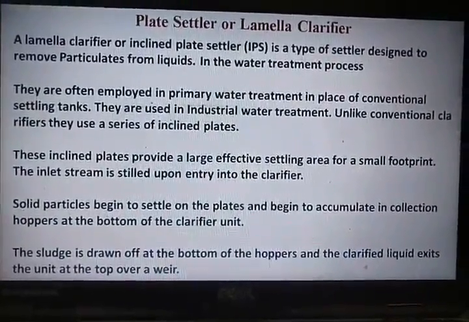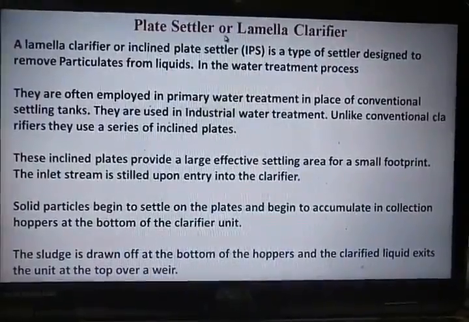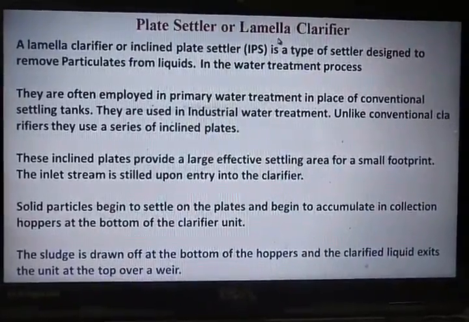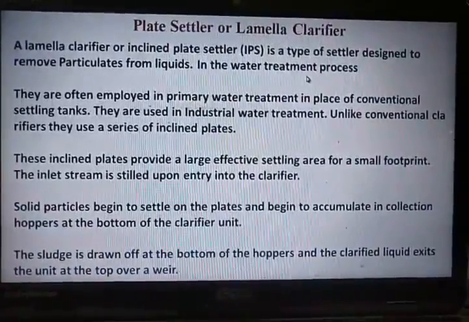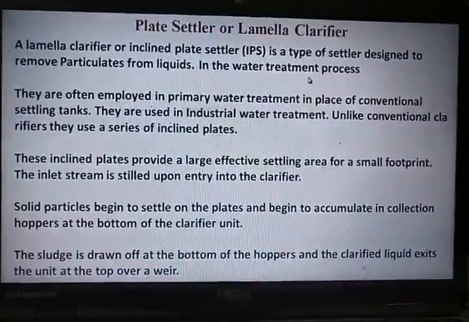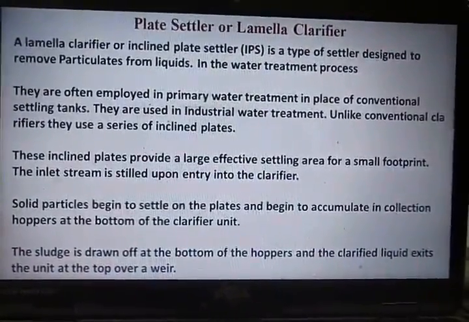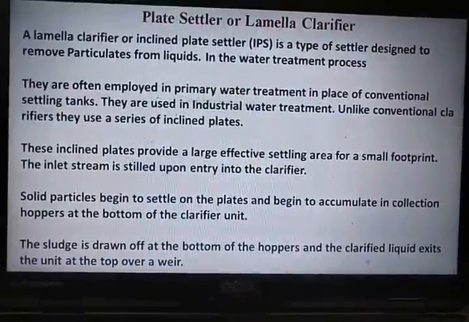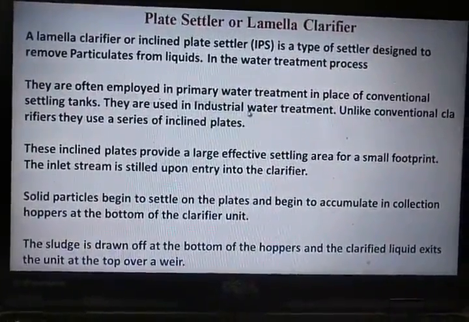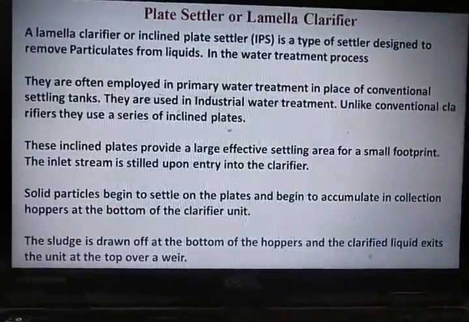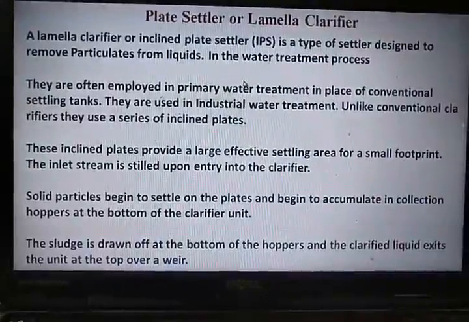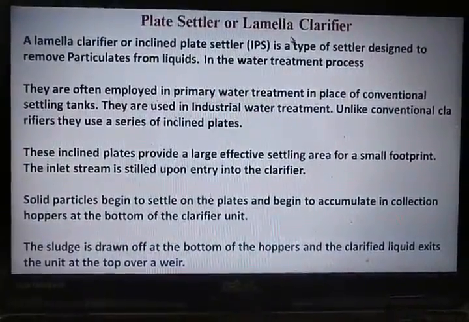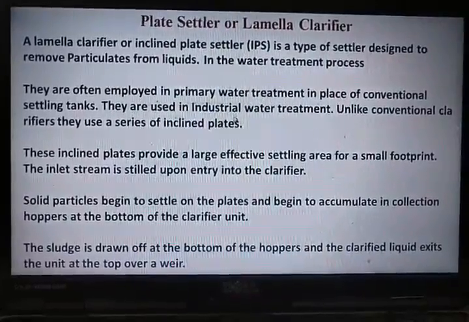So this is another type of clarifier. It is called a plate settler, or commonly a lamella clarifier. A lamella clarifier is an inclined plate settler. It is a type of settler designed to remove particles from liquids in the treatment of water. They are often employed in primary water treatment in place of conventional settling tanks. Like I told you, this is the advanced type of sedimentation tank fitted with plates or tubes. If it is fitted with plates, then it is called a plate settler or lamella clarifier. If it is fitted with tubes, then it is called a tube settler.